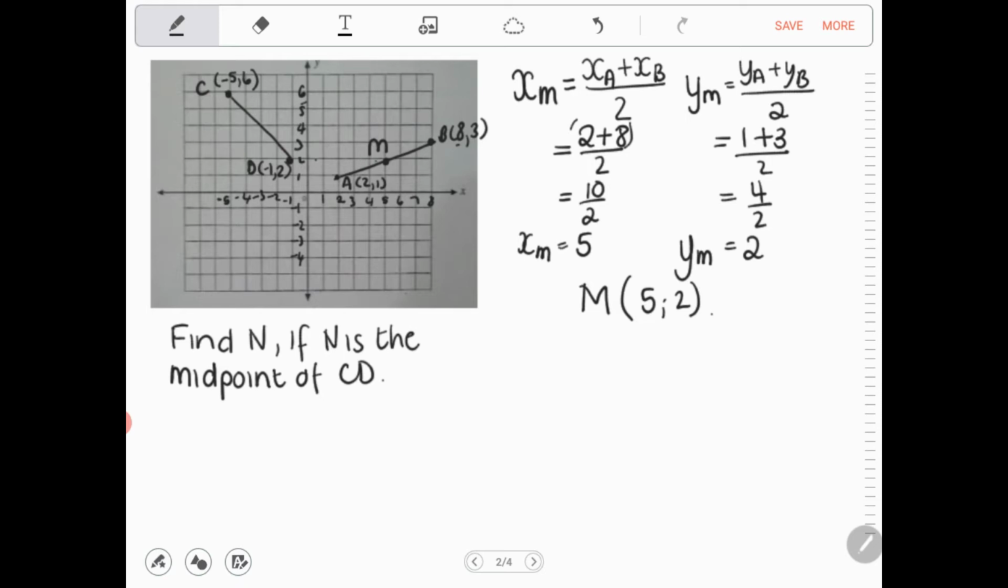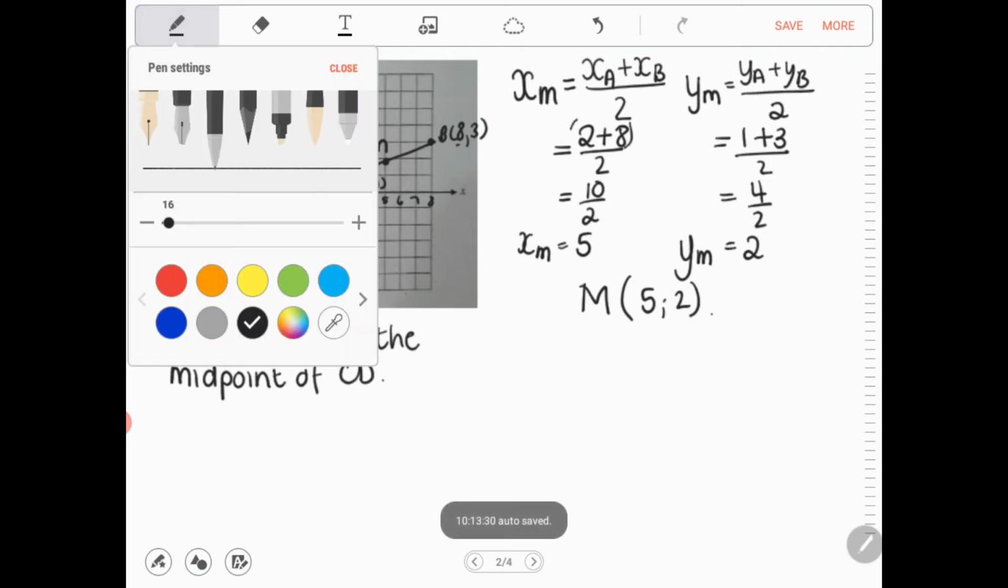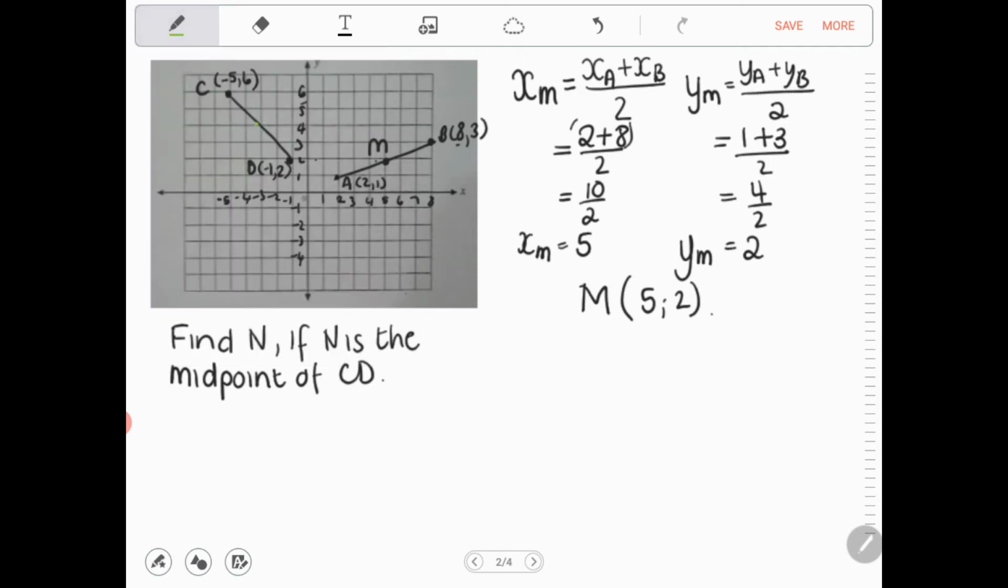All right, here's another example. We want to find N, so somewhere there. N, the midpoint of CD. Okay, so we could count it, but we're going to use our formula. So the x at N is equal to the x at C plus the x at D, add the x's together and divide it by 2. And the y at N is equal to the y at C plus the y at D over 2.